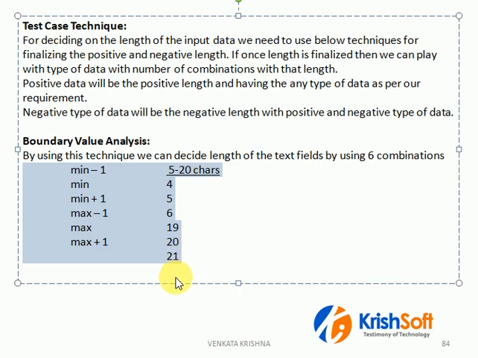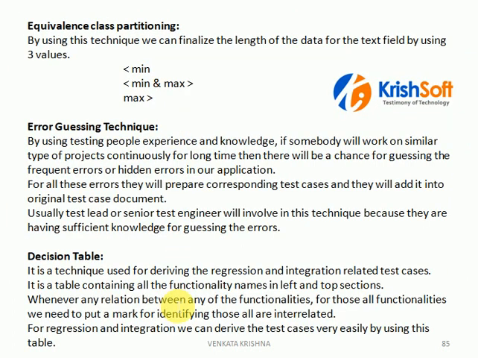Similarly, some companies may use equivalence class partitioning also. This technique tells you only 3 test cases are needed for each text field: less than minimum, between minimum and maximum, and greater than maximum. In this case, 1 to 1 lakh characters. Less than minimum, I can take 0. Between 1 and 1 lakh, I can take 50,000. Greater than maximum, I can take 1 lakh 10. So 2 negative, 1 positive. If it is working, then that text field should work. That's it. We should not write that many test cases.